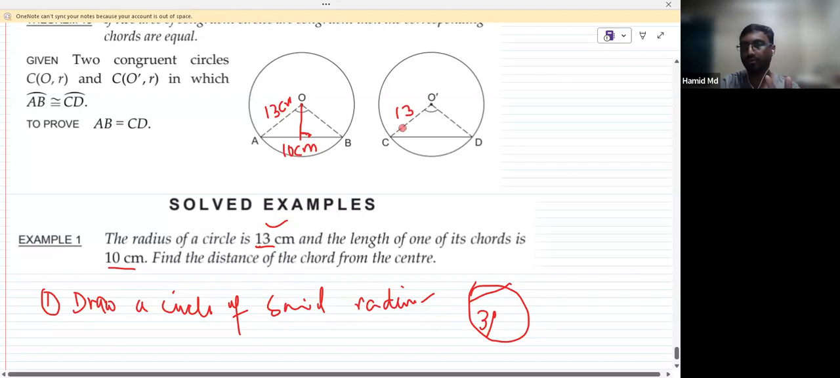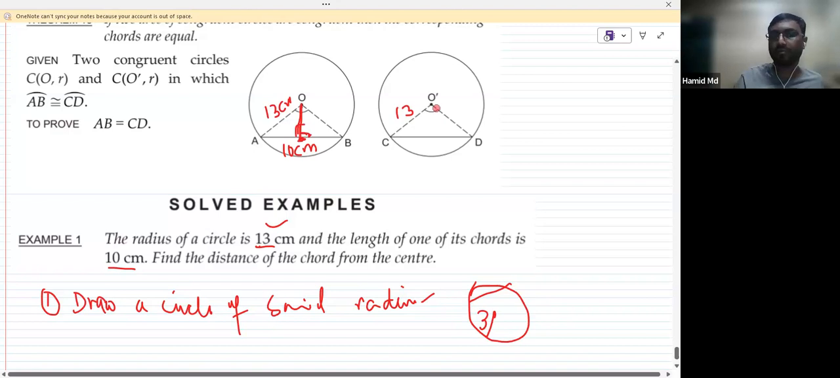Okay, so suppose it's a prototype circle whose radius is 13 centimeter and chord is 10 centimeter like this. Is that totally okay? Now we have to find the distance of the chord from the center. This is O, the center, and this is the length. So we have to find this distance. It's 5 centimeter. How did you do that?